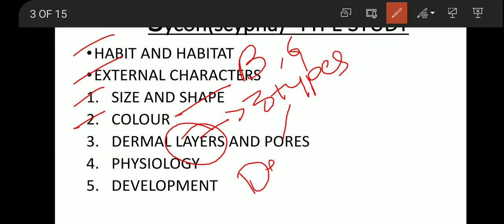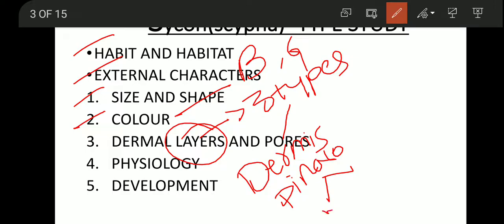The first one is the dermis, that is called the epidermis. The cells of the epidermis are called pinacocytes. The pinacocytes are of two types, one is myocyte and the other is gland cells. This was about the first layer.